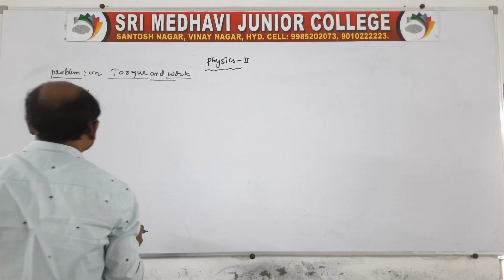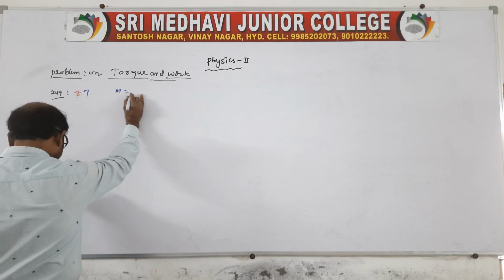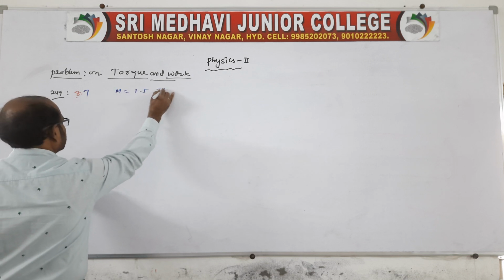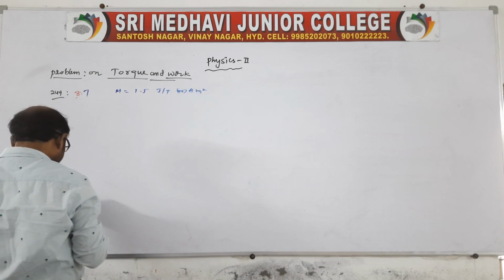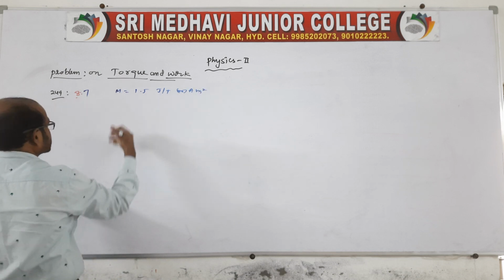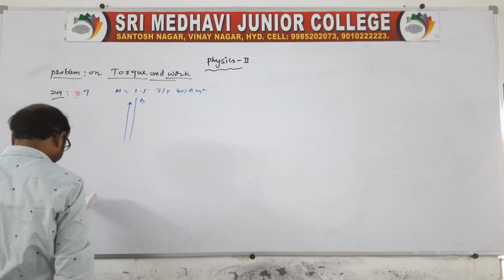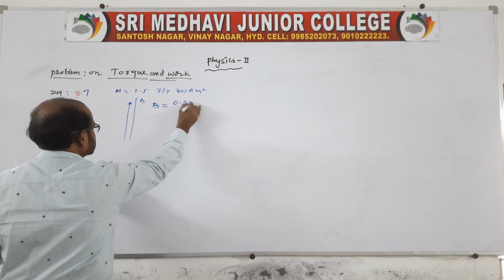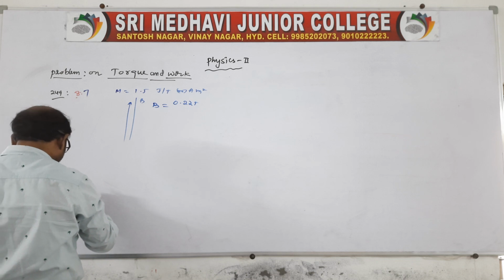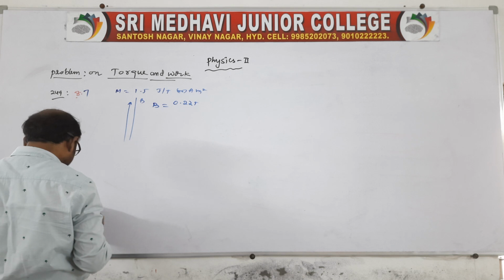So first of all, let us write the given data. The magnetic moment M is 1.5 joule per Tesla, or we can also say ampere per meter square. It aligns with the direction of a uniform magnetic field, which means the magnet and B are in the same direction. The field is given as 0.22 Tesla. Now the first part is asking what is the amount of work done required by an external torque to turn the magnet so as to align its magnetic moment.